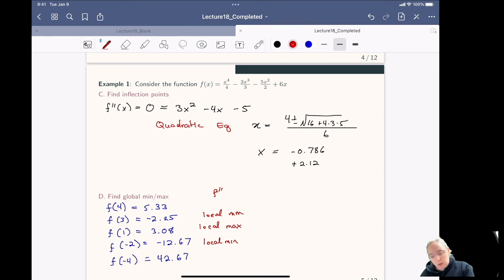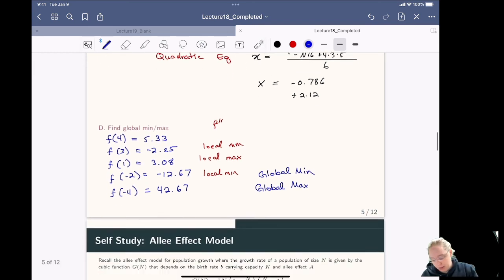All right, now we can characterize these as global maxima and minima by looking at which is the smallest and which is the biggest. Well, this is our biggest point of all of them. So this is the global max. And this is our smallest point. So this is our global min. So now we have characterized the function completely using the function, the first derivative, and the second derivative.